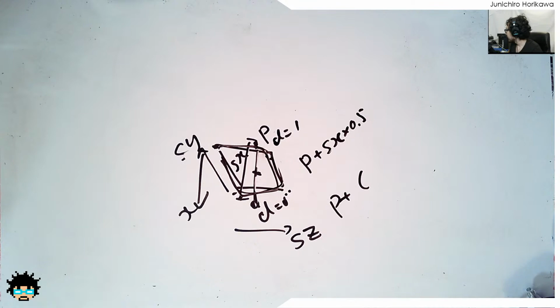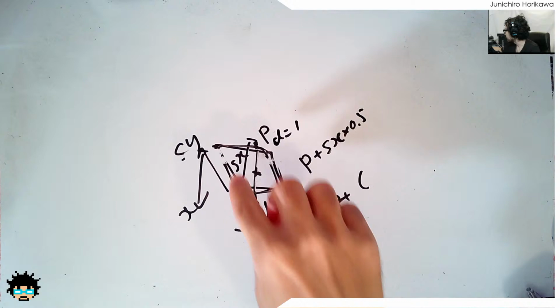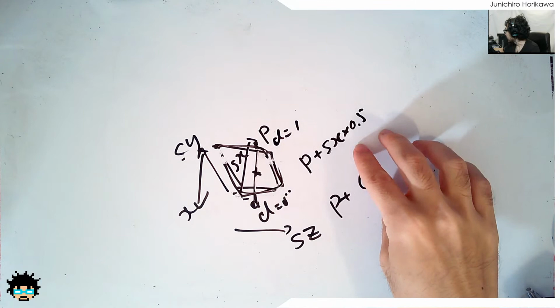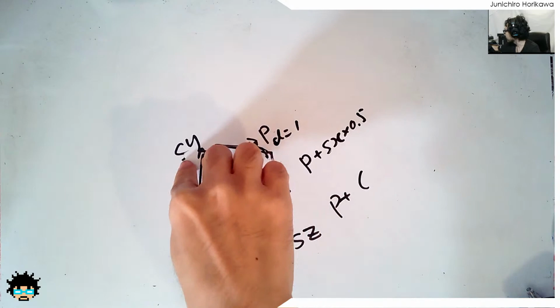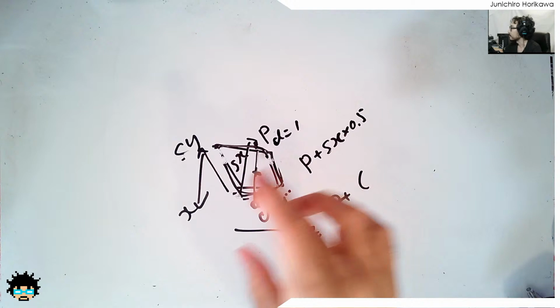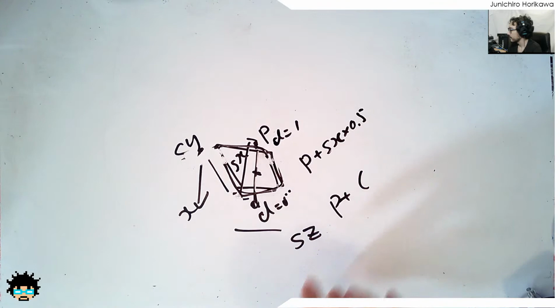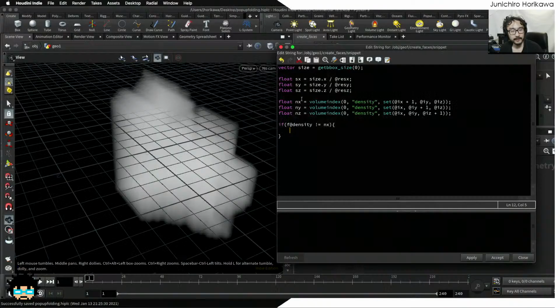But let's try to create those four points using those values Sx, Sy, Sz, and multiply by 0.5. Okay, and in this case Sy and Sz, some of the points have a negative value, some of the points have a positive value, right? And Sx in this case is going to remain the same for every point because the x coordinate is not moving in this space, right? So let's create four points.